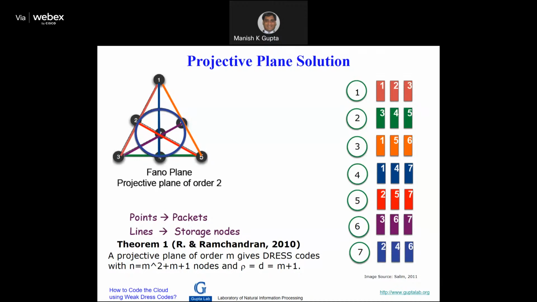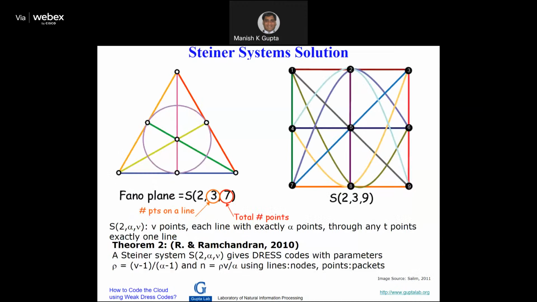Now you see, Kannan Ramchandran gave another idea. In fact, they also use what is known as standard triple system. This is also another discrete mathematics construct. I'm not going into details of it, but at least I'll show that. So this Fano plane is a special case of standard triple system. So basically, that also gives you solution using lines as nodes and points as packets, for constructing dress codes.